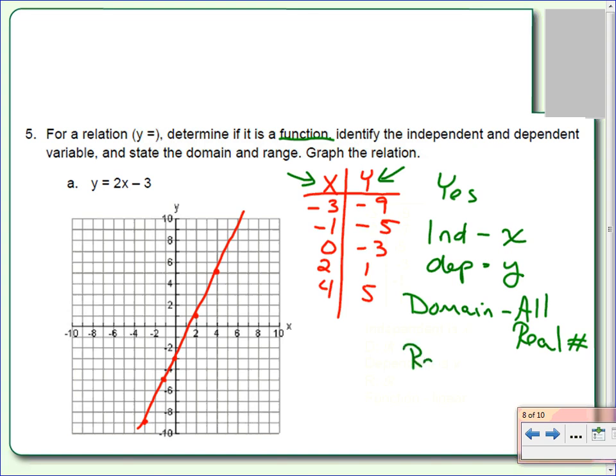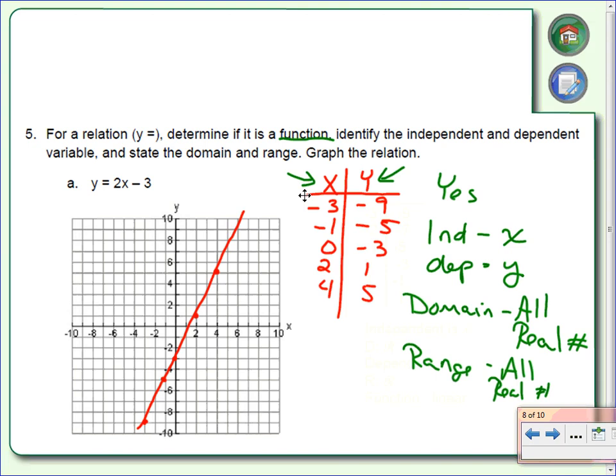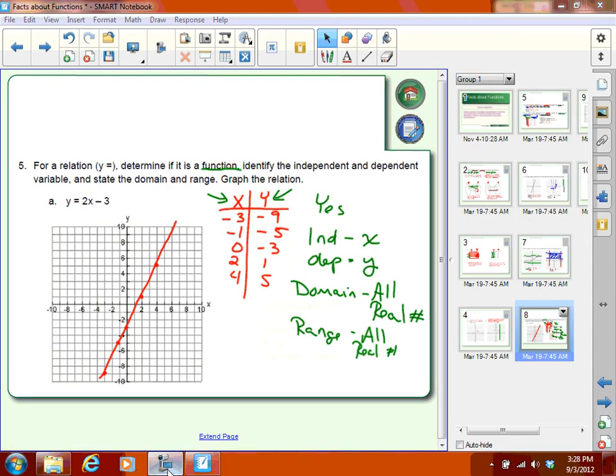Range is the same idea. The y values could have been anything as well. They could have been any real number. All real numbers. Now, I'm going to go ahead and skip B because we're running low on time here. I want to give you some time to get some on your own. This right here is how to find whether or not we have a function or not. Right? So, let's go ahead and stop that.